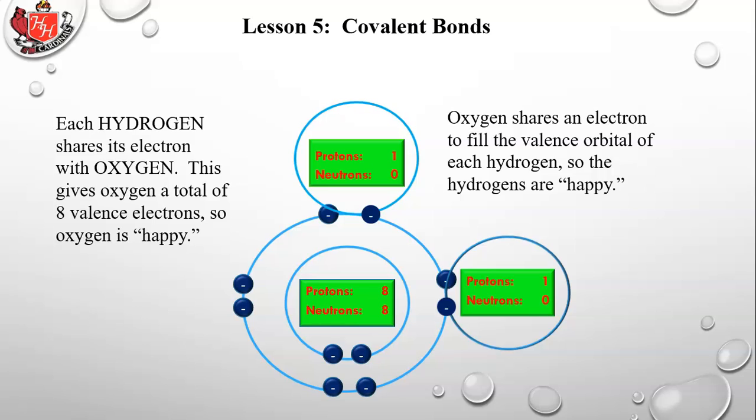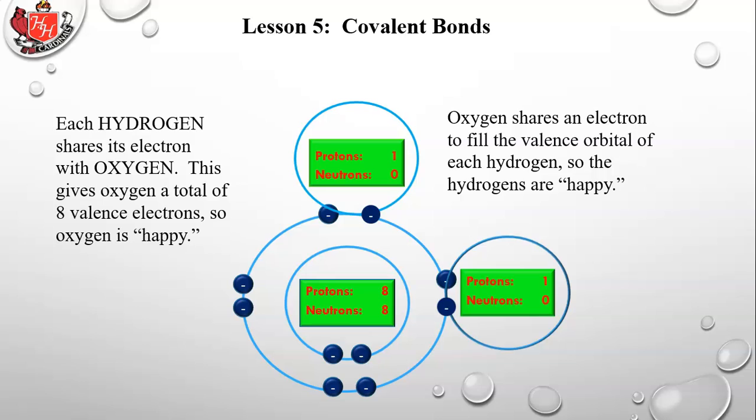Hydrogen originally had 1 electron. It came to oxygen to share electrons, so now oxygen is sharing one of its electrons with the hydrogen, so the hydrogen on the top has 2 electrons in its valence orbital, the first orbital, and the hydrogen on the right has 2 electrons in its valence orbital.